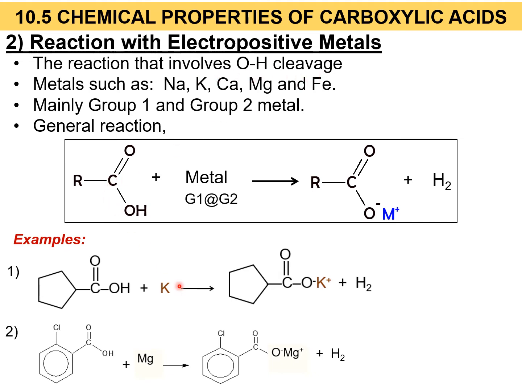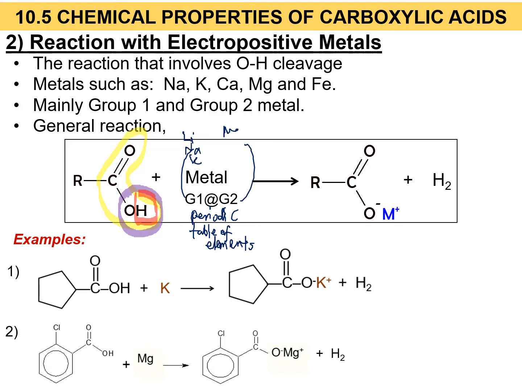Okay, so if this is your carboxylic acid, we are going to focus at the OH here, because kita akan buat OH bond cleavage according to this reaction dengan electropositive metals. Metals ni, such as metals in group 1 and group 2, this one you can refer at the periodic table of elements. So you boleh tengok lah, kalau let's say metal group 1 ni ada apa, commonly is lithium, sodium, potassium. Kalau group 2 pula commonly is magnesium.